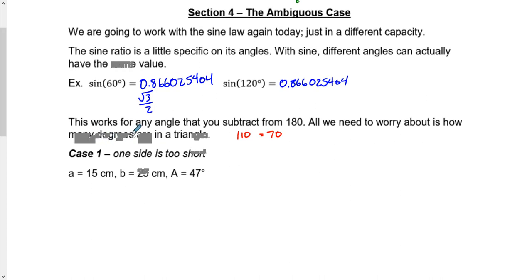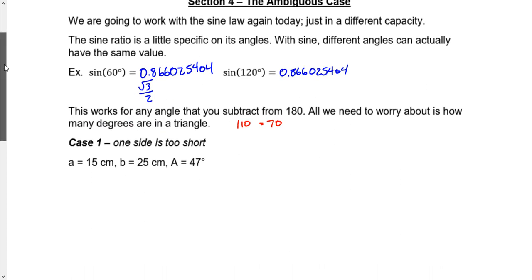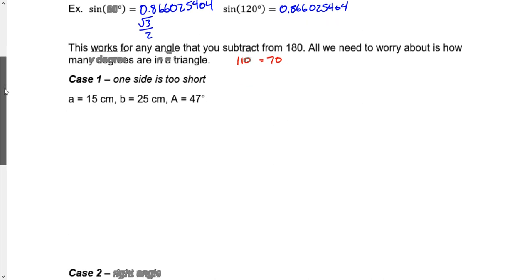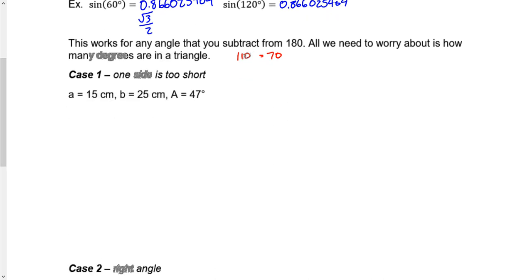Next thing that we really need to be concerned about is how many degrees are in a triangle. So we're going to set up a few cases to help illustrate what this actually means. So in our first case, we're going to have one side that is going to be too short. So if we have triangle ABC, again, I'm just drawing any kind of generic triangle just to help illustrate and put in our values. It does not need to be drawn to scale because we don't know exactly what all of our measurements are.